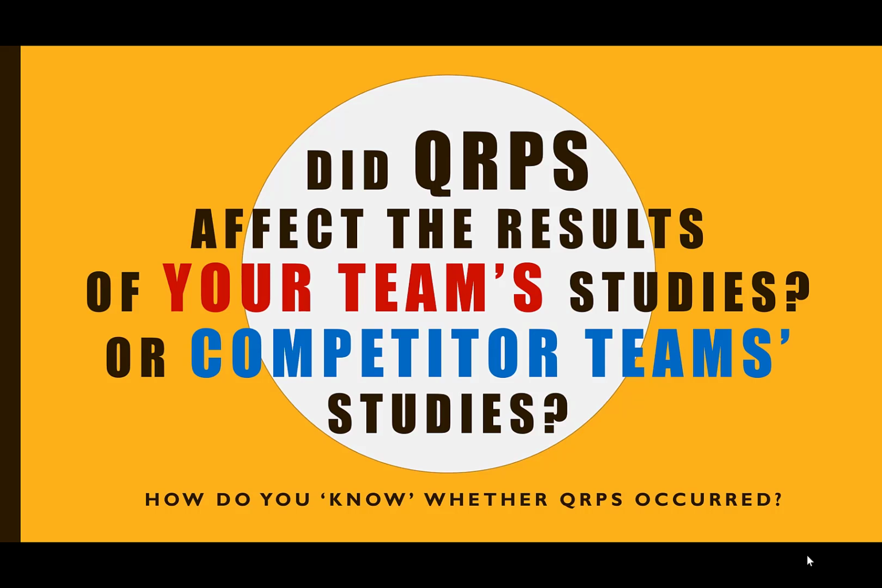So just a bit of a primer, go back and look through, read up on those 3 papers, and then try to figure out, did QRPs affect the results of your team's studies? Yes or no? If so, which ones? Or did they affect your competitors' team's studies? And take a look at that meta-analysis and overall results and see whether or not you might be able to surmise whether or not they did. And if so, how do you know whether or not those QRPs occurred? Or can you know? Or is it an impossible situation?